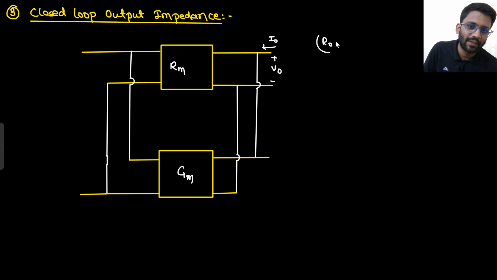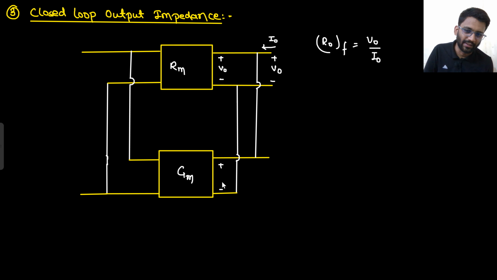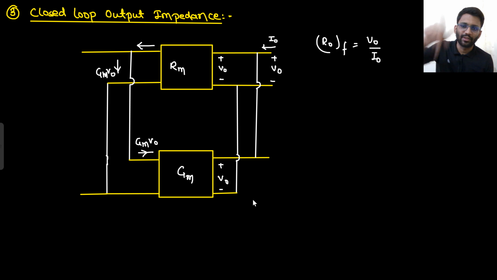So output impedance after feedback, that would be V naught by I naught, right? Now this V naught completely will be going here, and the same V naught will be copied here as well, because this node is positive and this node is negative, and the current here would be GM V naught, right? This current would be GM V naught. If this current is GM V naught, that means this current is also GM V naught, because there is no current coming from here because input is gone. So this current is also GM V naught, right?